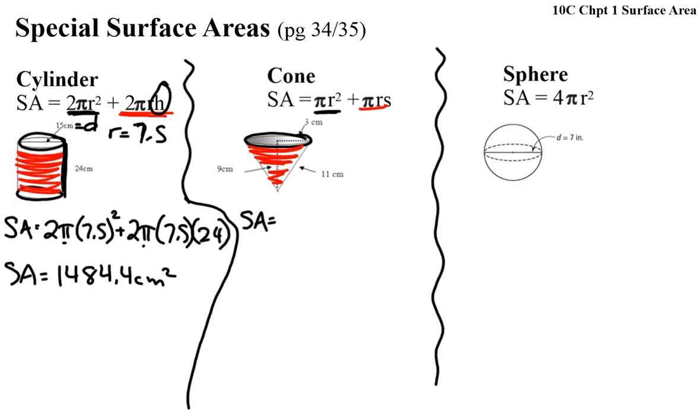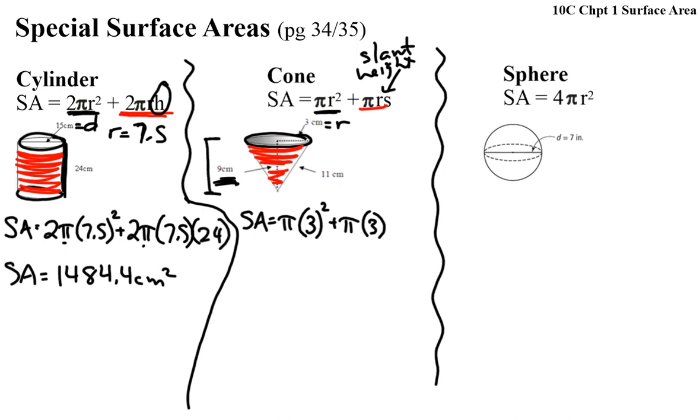So surface area equals pi times r, which this time we're given the radius is 3, plus pi times r, which is 3, times s, and s in a cone is the slant height. This 9 centimeters is telling us the vertical height, how tall the cone is. But on the angle, there's our slant height s. So we would use 11. So pi r squared plus pi r s.